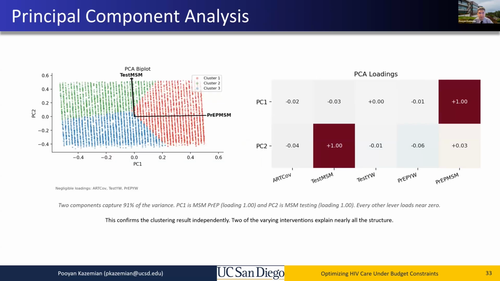We also did this using a completely different approach called principal component analysis that looks at the two components that can explain the highest variation in the bundles of care in the solution pool. And we found that 91% of the variance is explained by only two interventions, which is PrEP for MSM and testing for MSM. So essentially, these two interventions explain all of the structure and the variation.